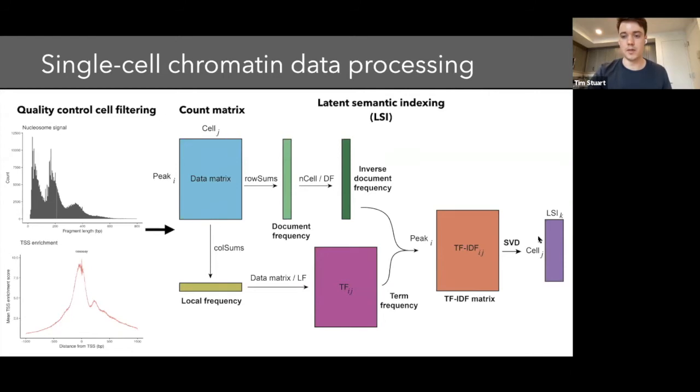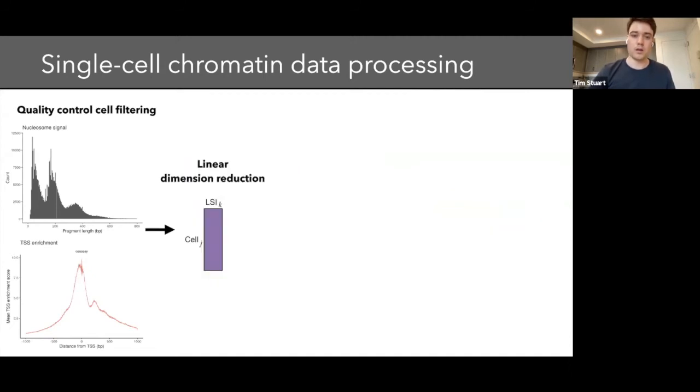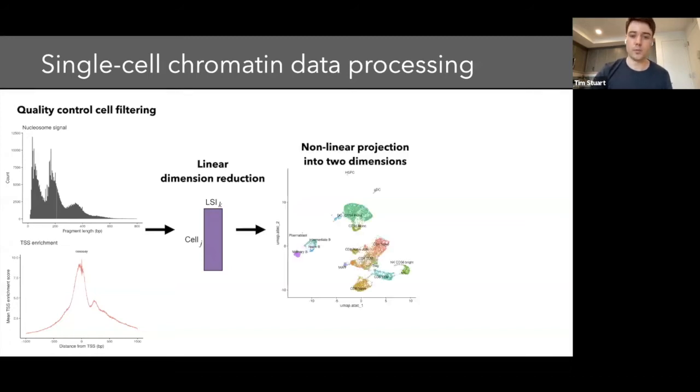And then we decompose that by SVD to get a low-dimensional representation of the data. Okay. So then we've done this linear dimension reduction step. We now have a matrix, which is cells by some number of LSI components, maybe 30 or 50. We can then further project those cells down into 2 dimensions for visualization. So we can use UMAP, which is shown here, or t-SNE, for example.